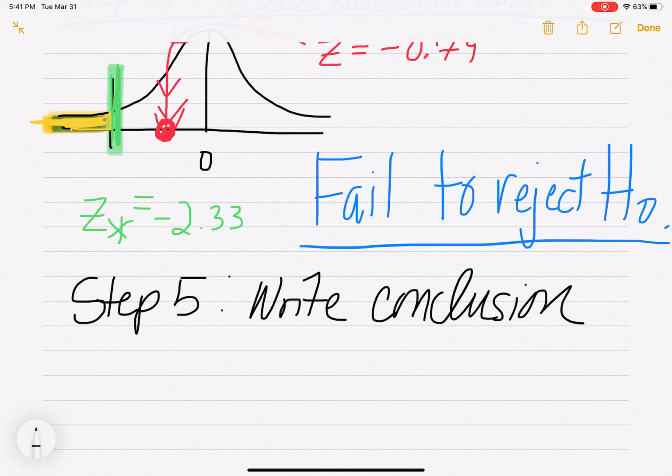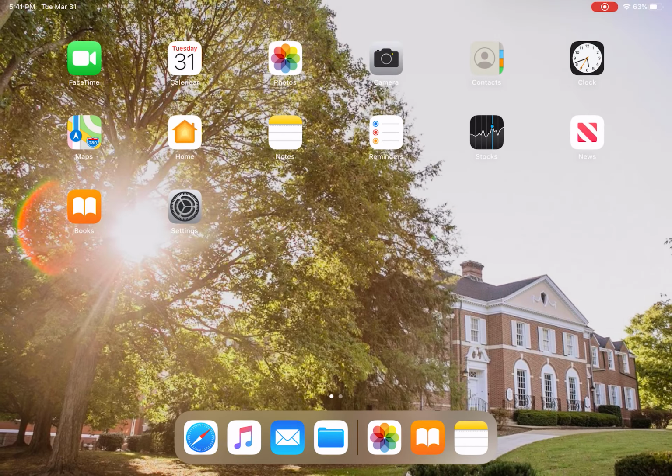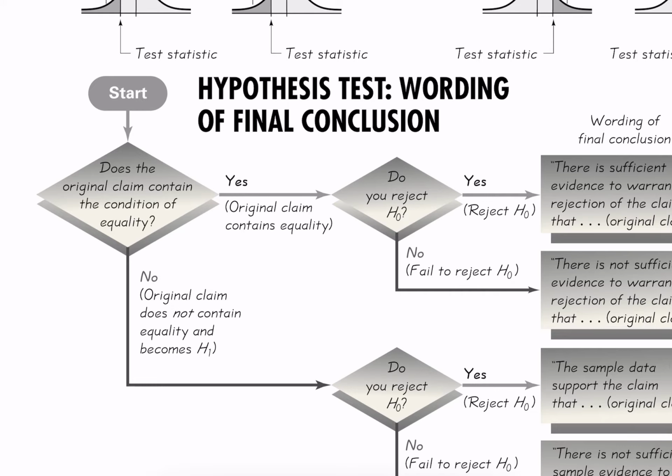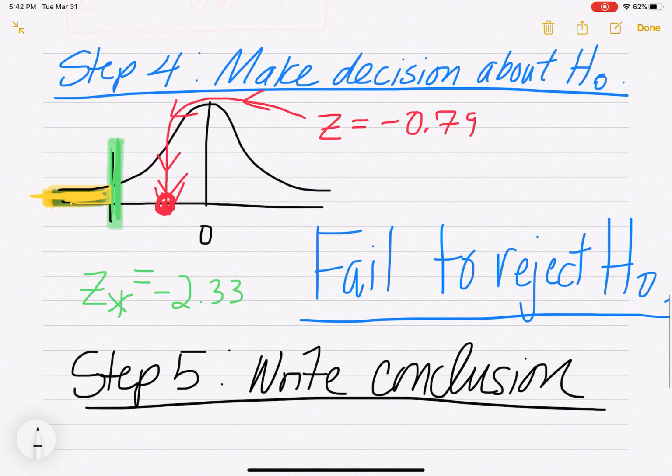And you have to be very particular about your conclusions. I'm going to show you how to do that. So we're going to use this document here. Let me find it. You see this document that says hypothesis test wording of final conclusion. So first of all, we ask the question, does the original claim contain the condition of equality? That's where we start. What was the original claim?